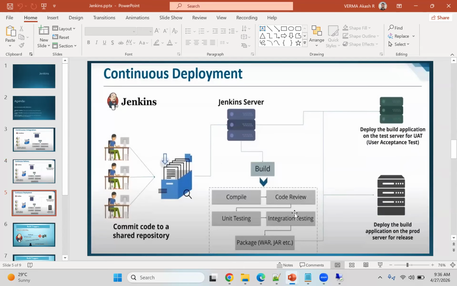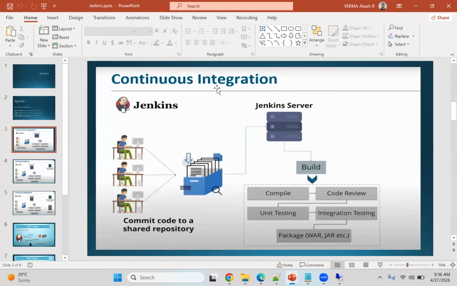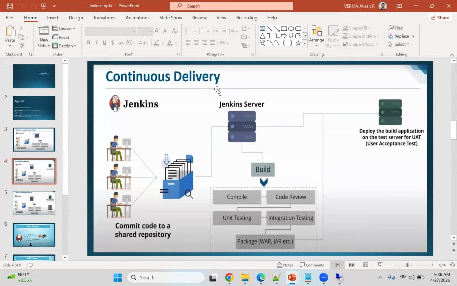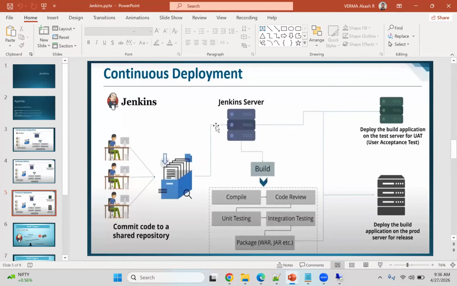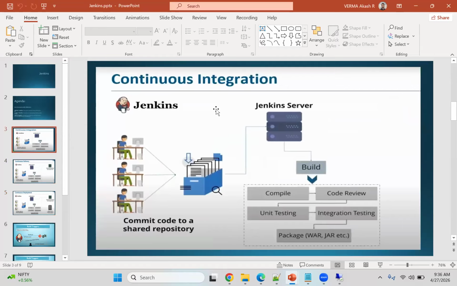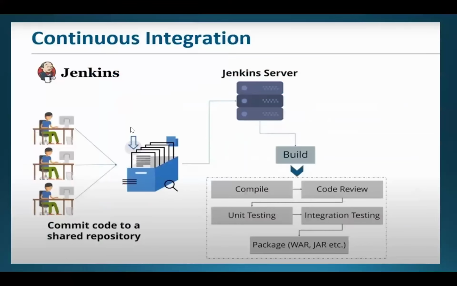Okay, and these applications are deployed. See, there are three parts: continuous integration, continuous delivery, continuous deployment. Continuous integration, you understood, is till the building part. Whenever you write the code, Jenkins takes it and starts building it, through which you get your application ready.